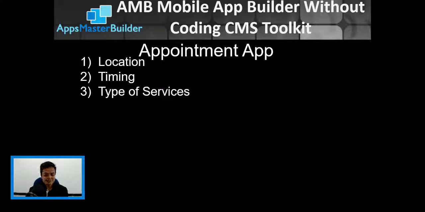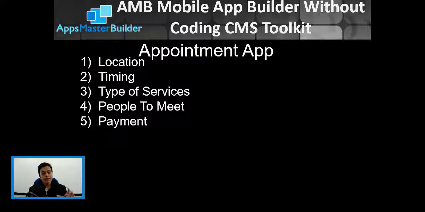Okay, type of services. Here are the services, then the categories of services. People to meet, this is the providers. These are the providers you need to identify and put in. Payment is an option. If you want people to make the appointment with payment, or without payment, that also can. It's up to you. You decide, you set it up.